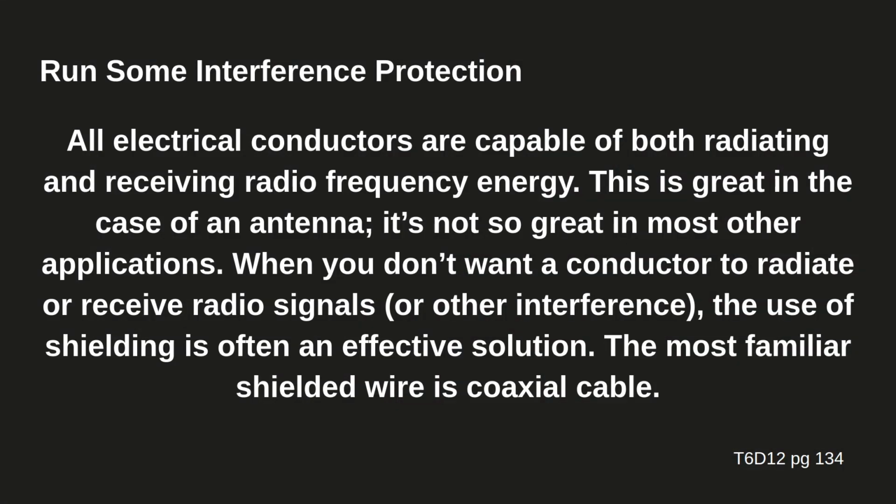All right. All electrical conductors are capable of both radiating and receiving radio frequency energy. This is great in the case of an antenna. It's not so great in other applications. So when you don't want a conductor to radiate or to receive radio signals or other interference, the use of shielding is often an effective solution. The most familiar shielding wire is a coaxial cable, which we will be touching more into after a bit.